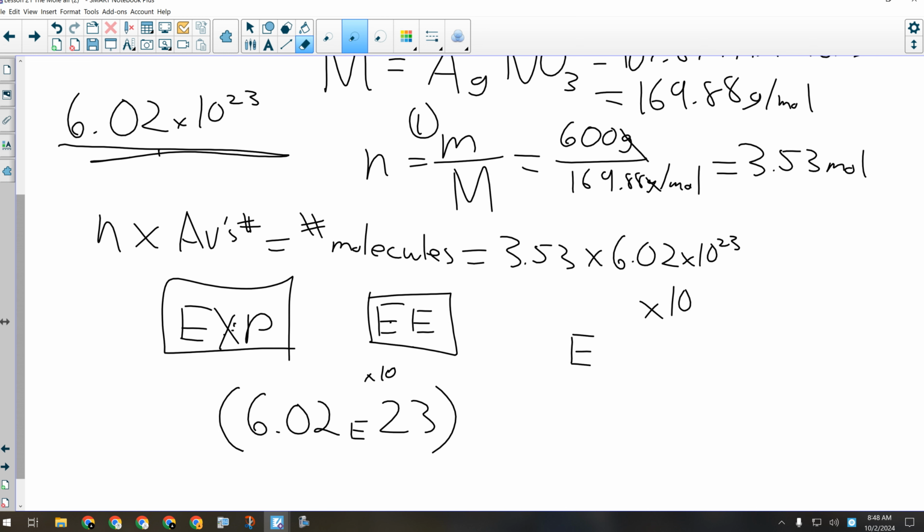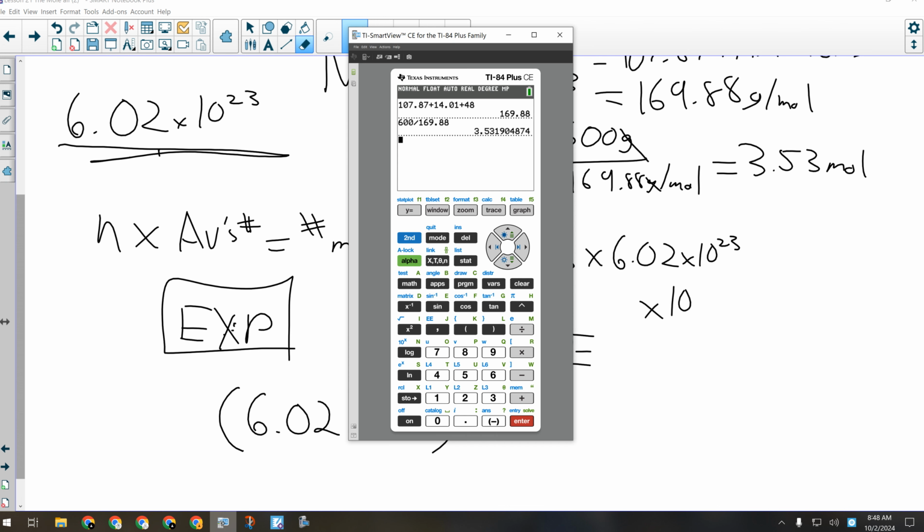If you have the graphing calculator, follow what I do here. The graphing calculator has the double E button, but it's the second function of the comma.